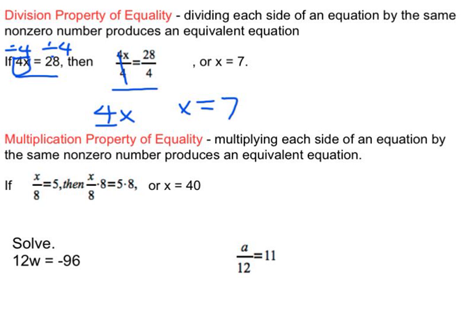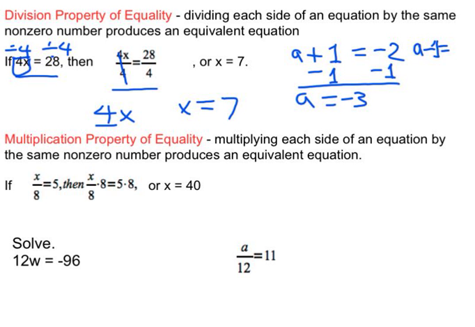So in a lot of ways, that's very similar to what we did before with addition and subtraction. If you have this here, then you're going to subtract 1 from each side, and you end up with a is equal to -3. Or if you have a minus 1 is equal to -3, then you're going to add 1 to both sides. And when you do that, you end up with a is equal to -2. So it's very similar to that. It's the inverse operation. It's the opposite operation.